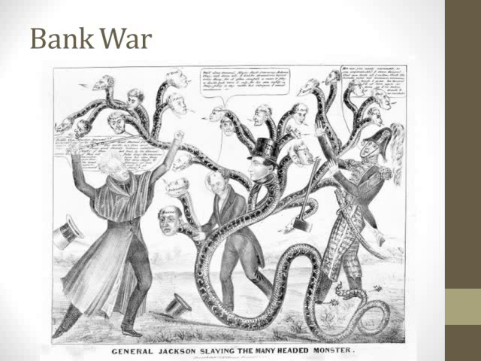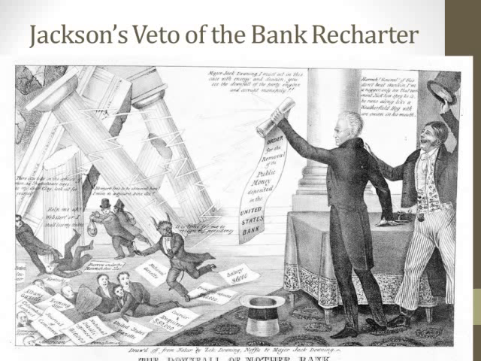Jackson now has a choice. If he vetoes the bank recharter bill, he's going to alienate who? The rich. If he keeps the bank recharter bill, he's going to alienate who? The poor. Jackson is given a choice, and what does he ultimately do? He vetoes the bank. So, Jackson's veto of the bank recharter, here he is destroying the bank with his bank veto.